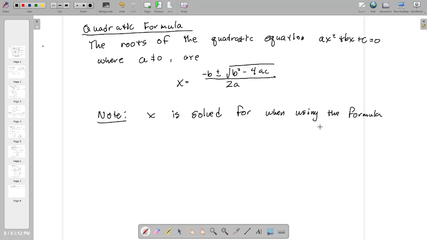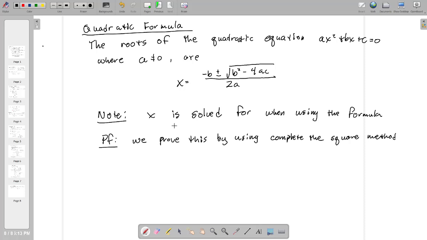So the next thing I'm going to do, I'm going to prove this really quickly. If you don't want to see the proof, that's okay. Skip to the next example. We prove this by using the completing the square method. So we start with ax squared plus bx plus c equals 0. First thing I'm going to do is subtract my c to the other side. And then I'm going to factor an a out and divide it to both sides.